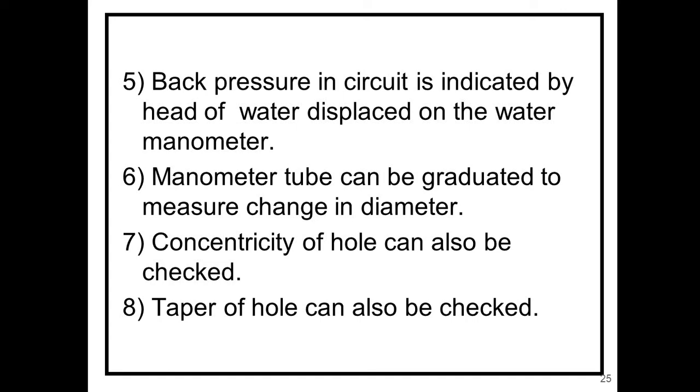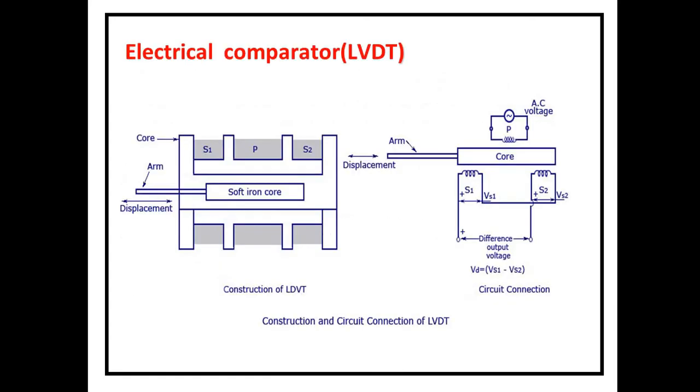The apparatus is not portable because you need a compressor, isn't it? It is not portable, and different gauging heads are required for different dimensions. If you want to check holes of different diameters, then you have to use different gauging heads. So these are some of the disadvantages of the pneumatic comparator.